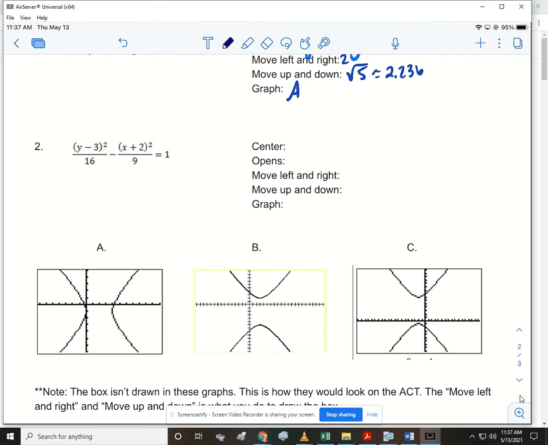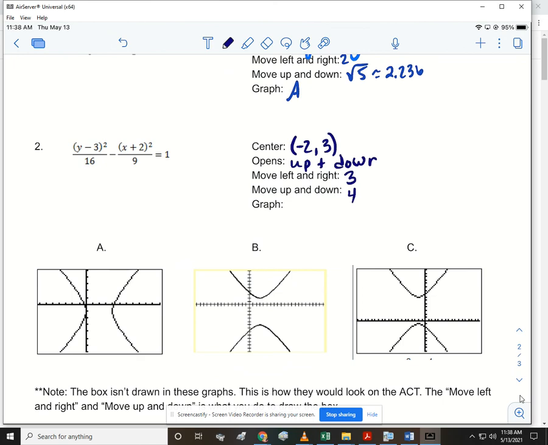All right, let's look at number 2. The center, make sure you go to the x fraction first to get the x coordinate, and then do the y, changing the sign on each of those. Okay, and then to figure out the direction of opening, the y fraction is first. This is going to be an up and down hyperbola. To figure out how many to move left and right, make sure you look at the x fraction and take the square root. And then up and down, look at the y fraction, take the square root.